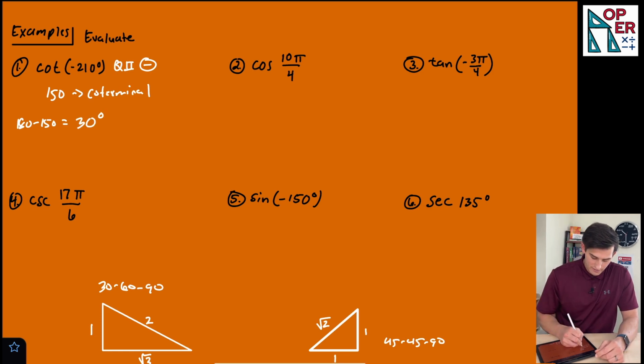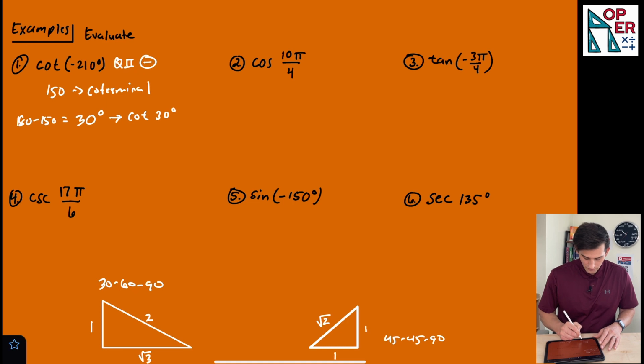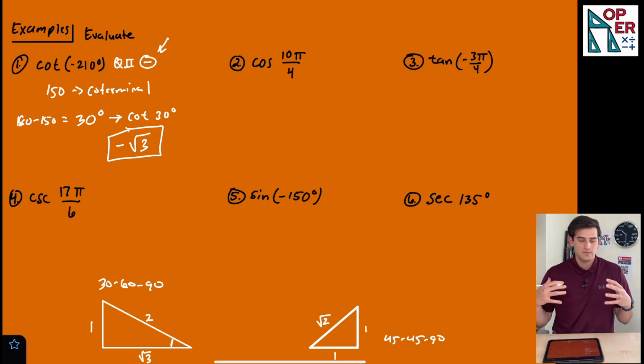So now we want to find essentially cotangent of 30 degrees. Let's look down here at our 30, 60, 90. Our 30 degree angle would be this small angle over here. Cotangent is the inverse of tangent. Well, tangent is opposite over adjacent, so this should be adjacent over opposite. In this case, it's going to be root 3 divided by 1, or simplifying, just root 3. But we also need to keep in mind that our value should be negative. So negative root 3 would be the answer for cotangent of negative 210 degrees.